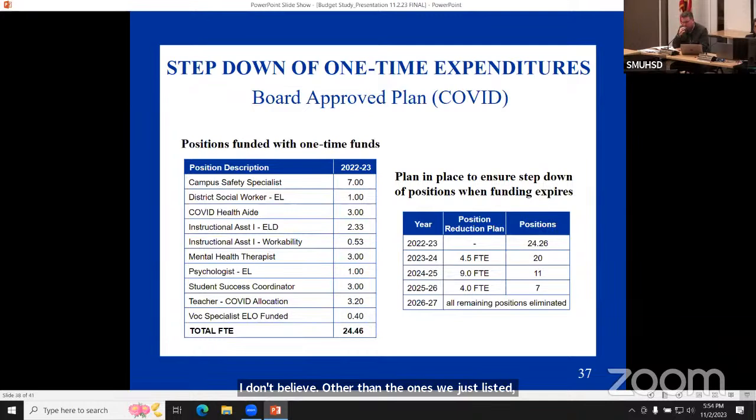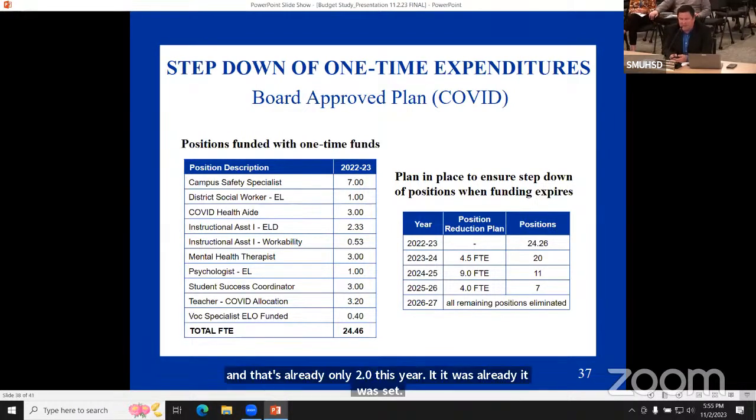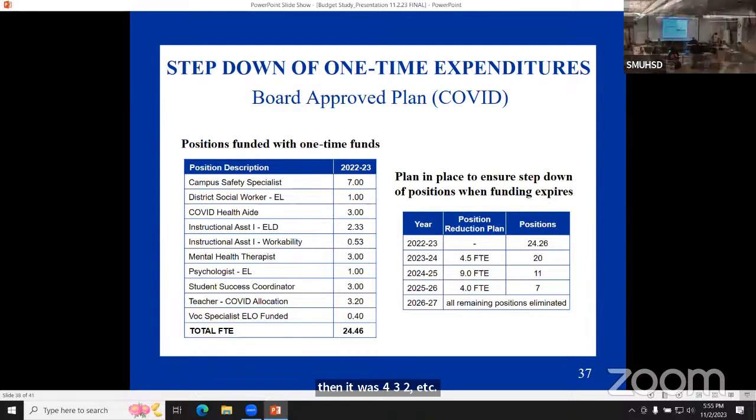The teacher COVID allocation has already been stepping down for the last 3 years. The 3.2. Yeah, and that's already only 2.0 this year. It was set back, I think it was up to 5 FTE in the first year, and then it was 4, 3, 2, et cetera. Comments?